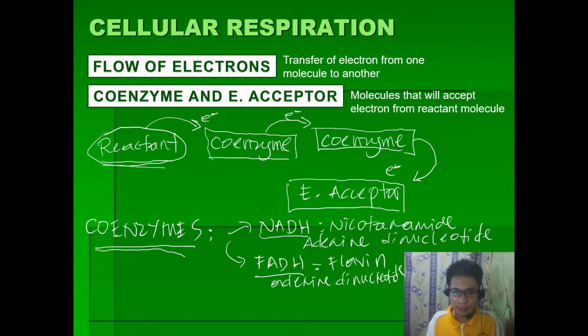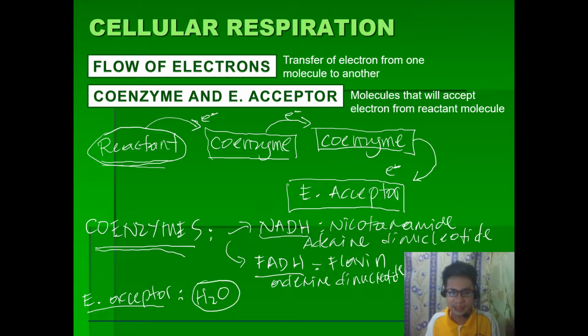Now, electron acceptor. Take note, class, that the primary electron acceptor for the process of cellular respiration is water, H2O. So this is the primary electron acceptor. That is the idea for the flow of electrons from reactants to coenzymes and then to electron acceptor.